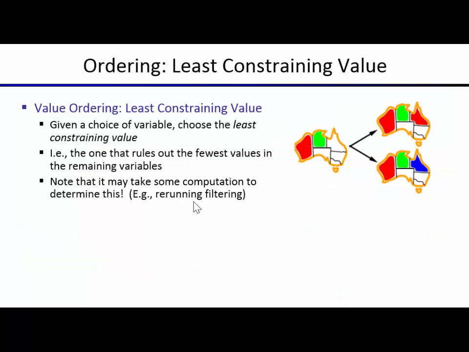Now, when we choose values, we want to do it the other way around. So what's going on when we choose values? We're going to have to consider all values at that choice point in the algorithm. In the best case, the first one we choose will lead to a success and we're done. So that's what we're hoping for. So how do we optimize for maximizing our chances for success?